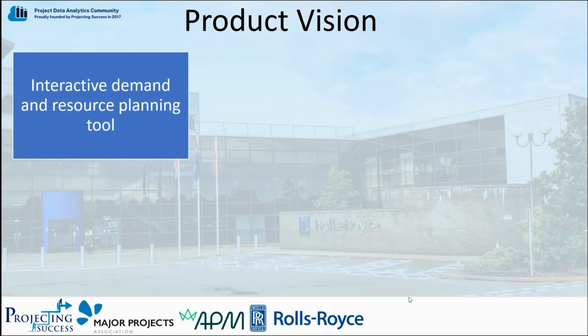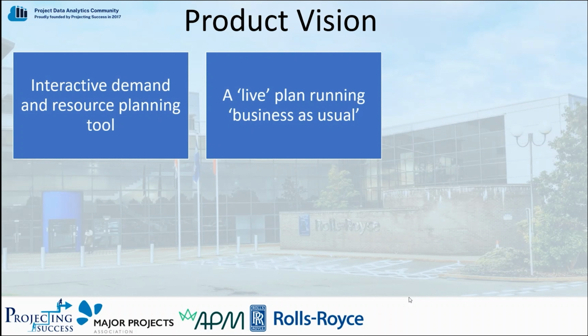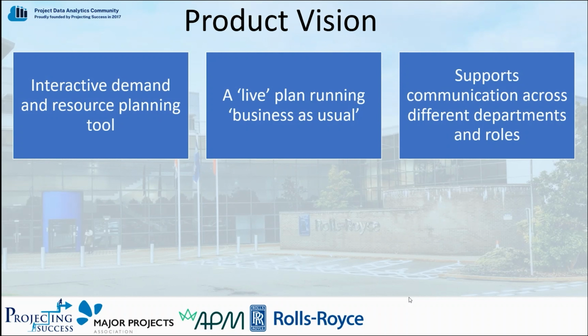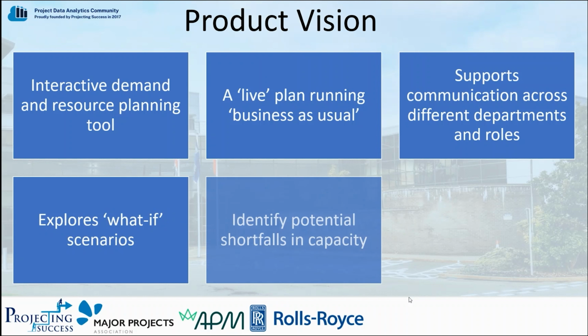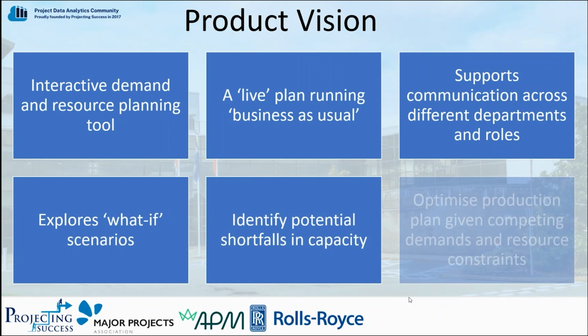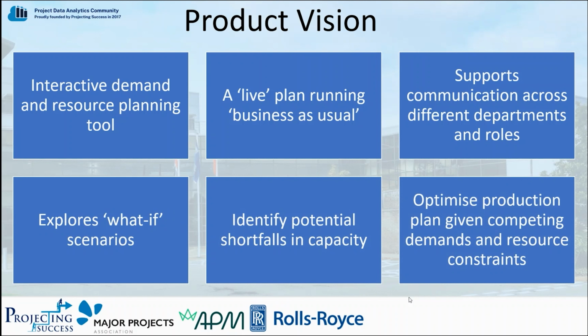And so our product vision to address that is an interactive demand and resource planning tool, supporting a live plan running business as usual, supporting communication across different departments and roles, exploring what-if scenarios, what if we change the rate of delivery, how does that impact the organisation and the other programs, identifying potential shortfalls in capacity and optimising that production plan. How can we do it cheaper, quicker, and with more certainty?